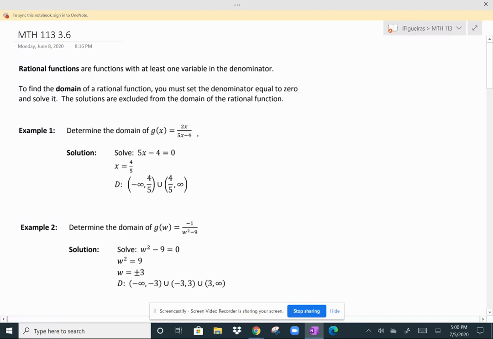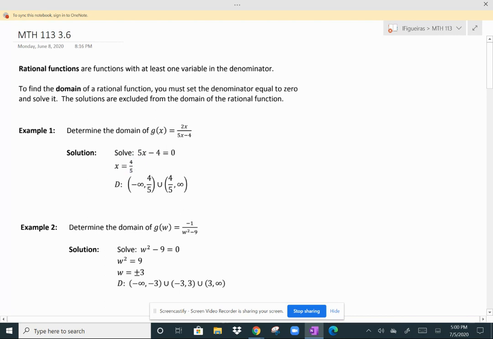So you take that denominator and set it equal to 0. 5x minus 4 is a linear function, so you add 4, divide by 5, and you get that x is equal to 4/5. But remember, that's not a solution, that's an exclusion. So your domain is all real numbers except for 4/5.